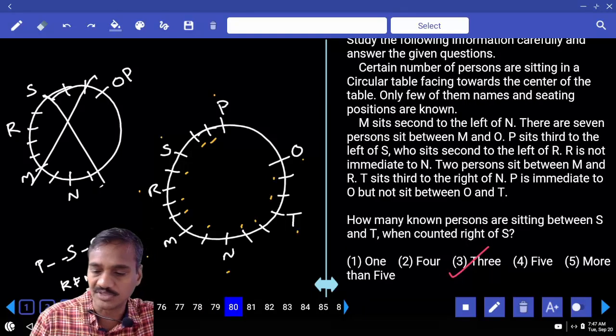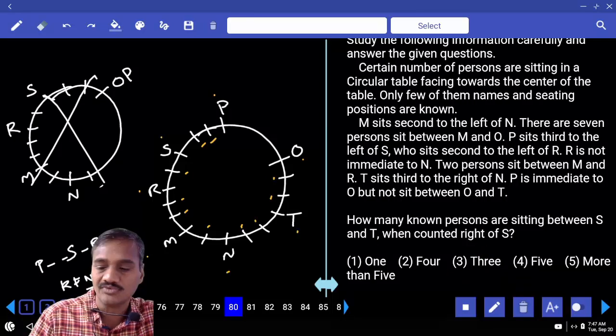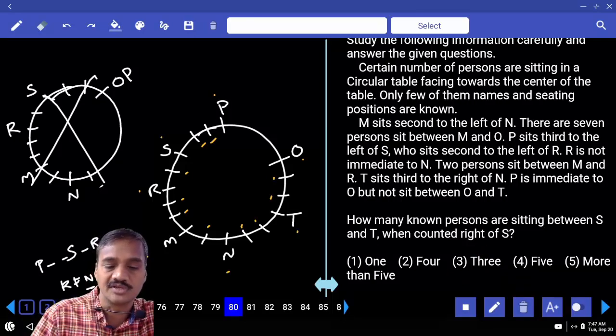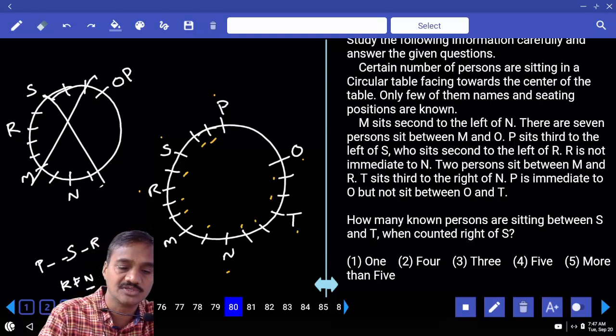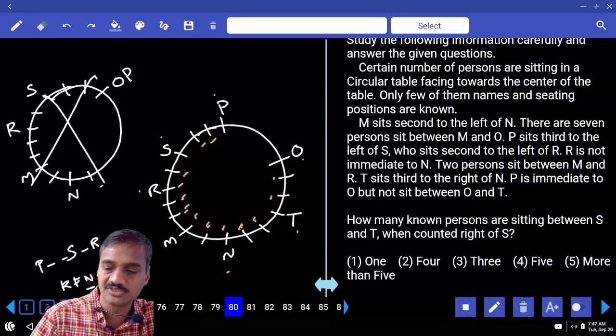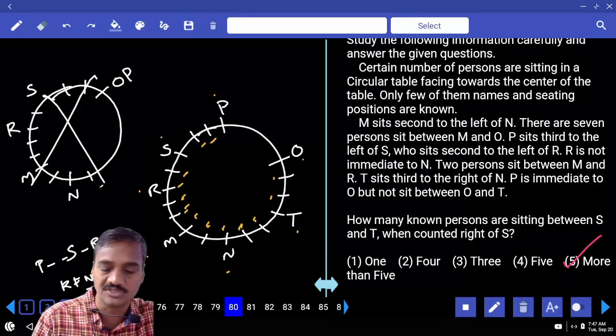Then coming to question number 80. How many persons are sitting between S and T when counted from the right of S? Right of S, in between S and T, how many are there? 1, 2, 3, 4, 5, 6, 7, 8, 9. Altogether there are 9 persons, more than 5, choice 5, question number 80.